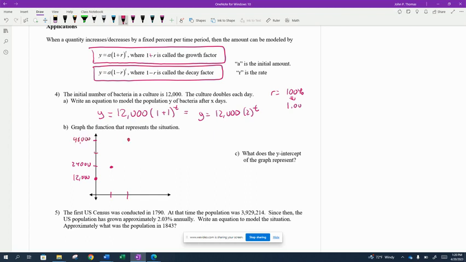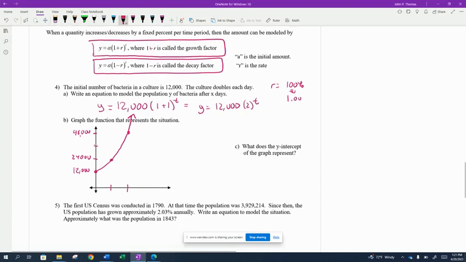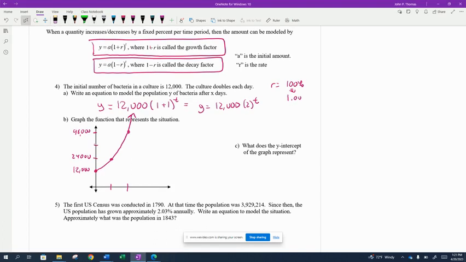Right? And then it'll keep doubling like that, and that's where we get that exponential super fast growth coming from. So that would be a rough sketch of the important part of this graph. There would be more graph on the negative side, but we're not going to concern ourselves because we had that initial condition and we're moving forward. This says, what does the y-intercept of the graph represent? That represents our initial amount. All right, so that's the starting amount that we have.